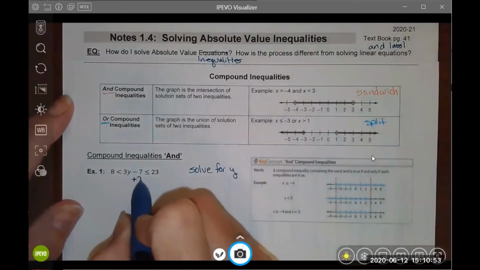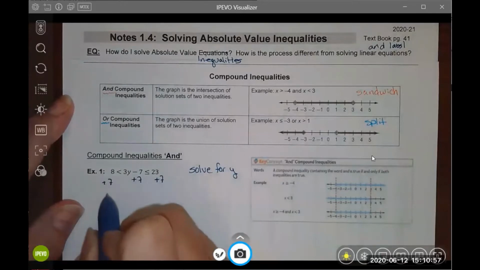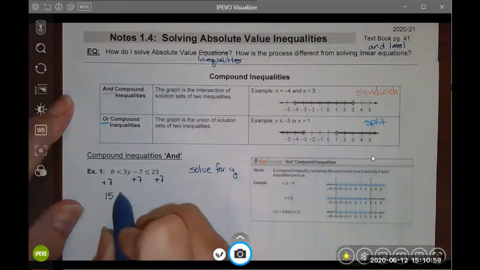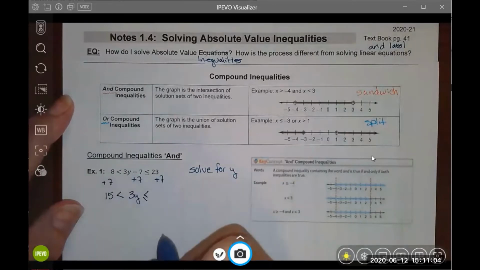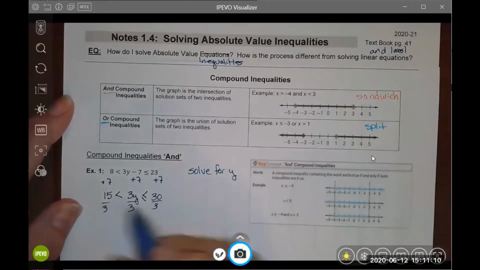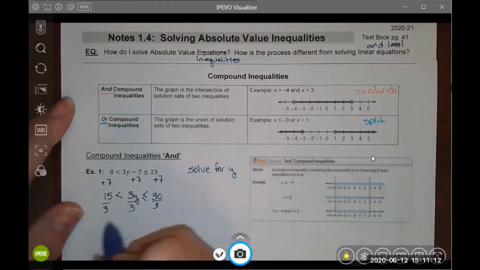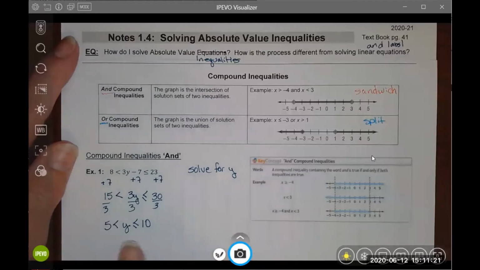I'm going to add 7 to all parts of this inequality. And I end up with something that looks like 15 is less than 3y, which is less than or equal to 30. From here, I'm just going to divide all my parts by 3. And I end up with a simplified inequality that looks like 5 is less than y, which is less than or equal to 10. And I can graph this inequality if I want to.